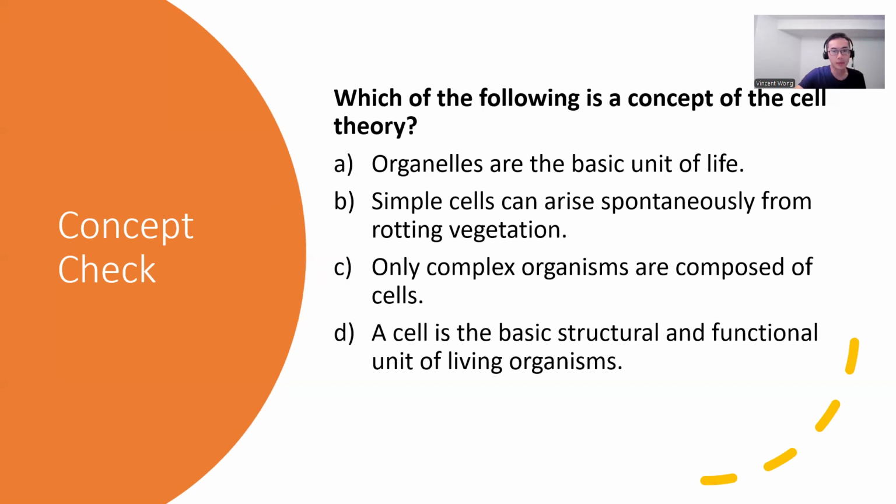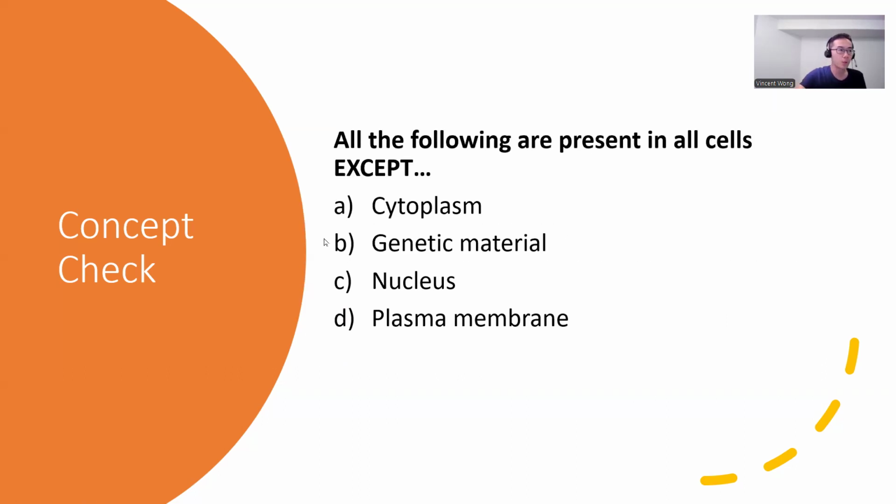Right, most people got it right. The correct answer is D. A cell is the basic structural and functional unit of living organisms. Let's do one more. All of the following are present in all cells except for what?